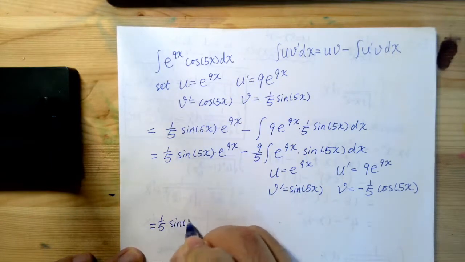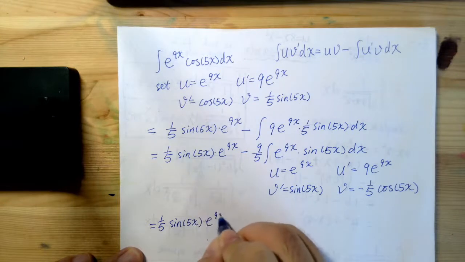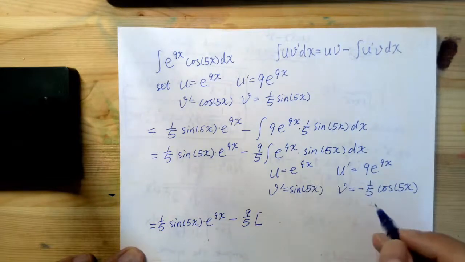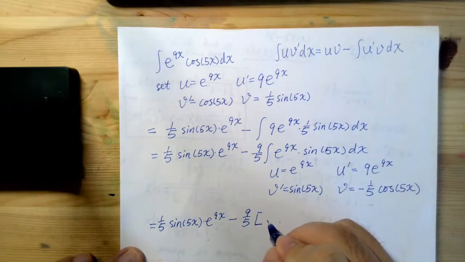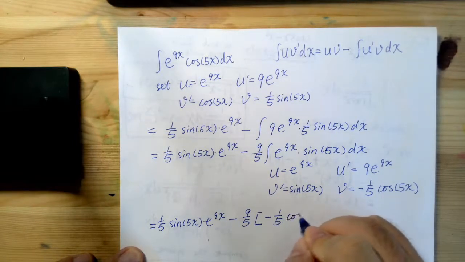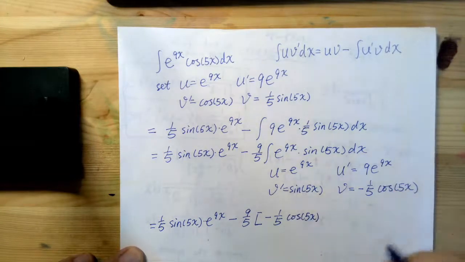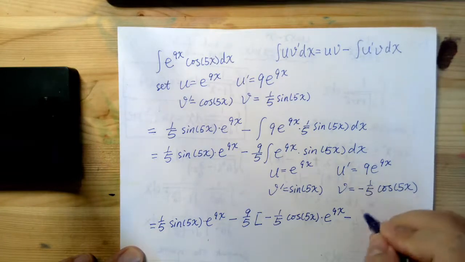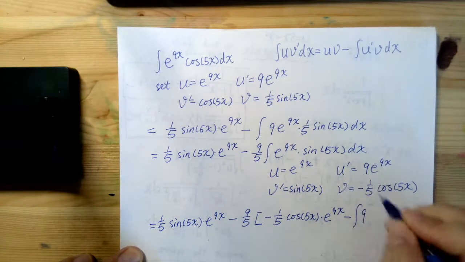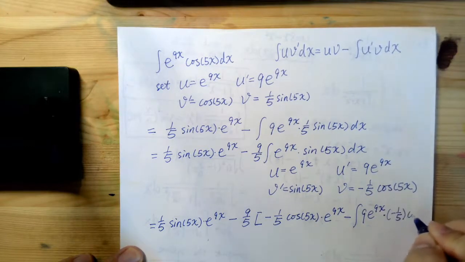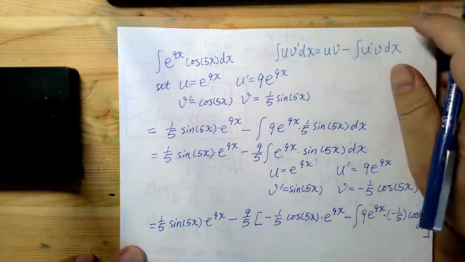Okay, so when we get this, we can do sine of 5x times e to the power of 9x, minus 9/5 brackets, u times v, which is negative 1/5 cosine of 5x times e to the power of 9x, minus the integral. Let's see, so we have 9 e to the power of 9x times negative 1/5 cosine of 5x dx. Okay, and then again bracket.